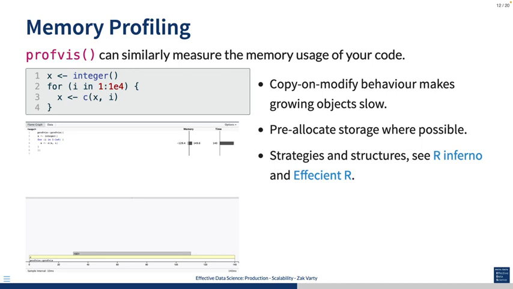This sort of inefficiency is exactly why in all of the previous code examples we've been pre-allocating storage for the outputs of our functions wherever that's possible. In some cases it's not going to be possible because you don't know the size of your output before the code runs. There are some interesting strategies and data structures that can get you around that problem, and if you'd like to learn some more about those, I'd recommend you have a look at either the R Inferno book or the Efficient R book.